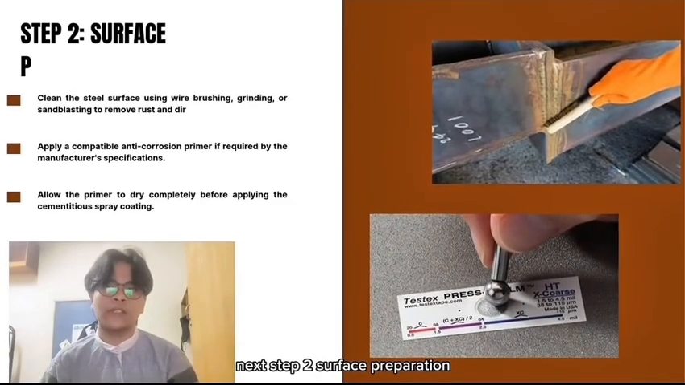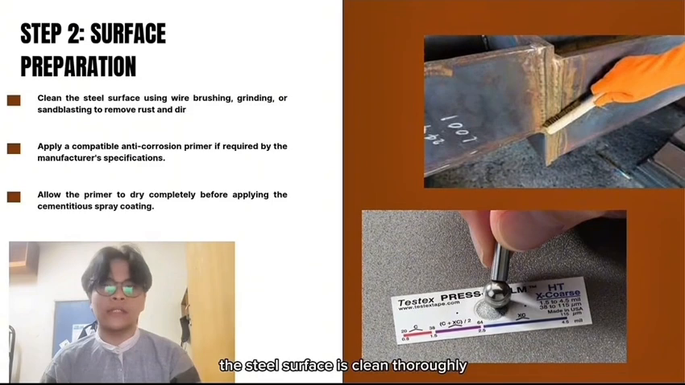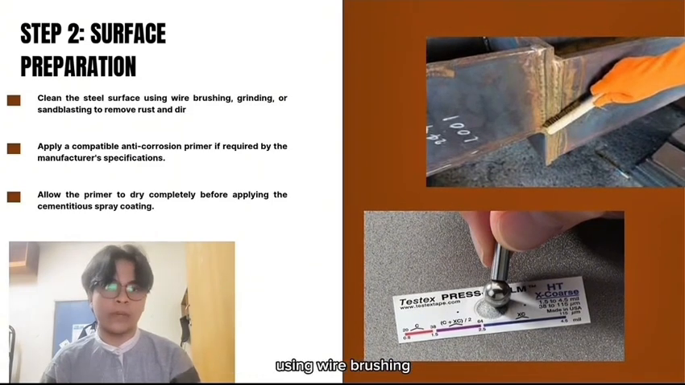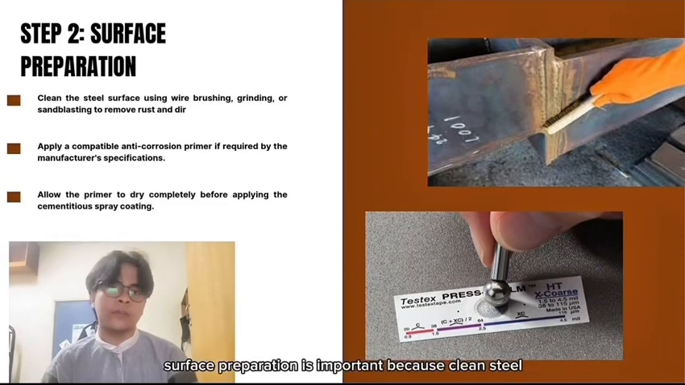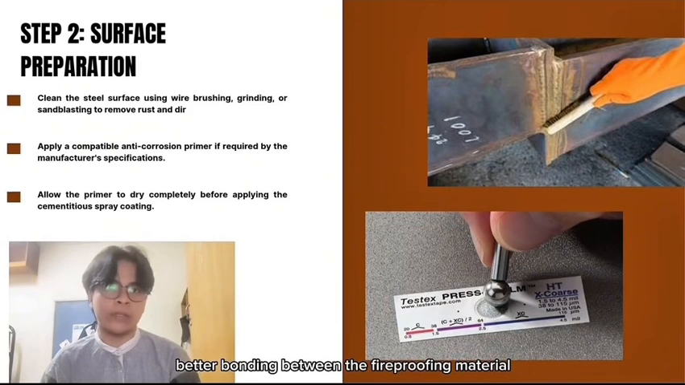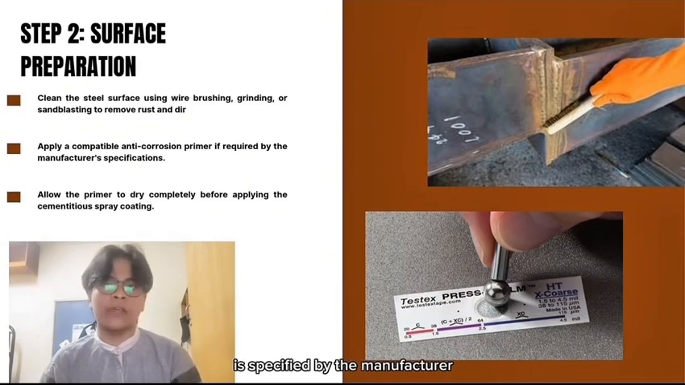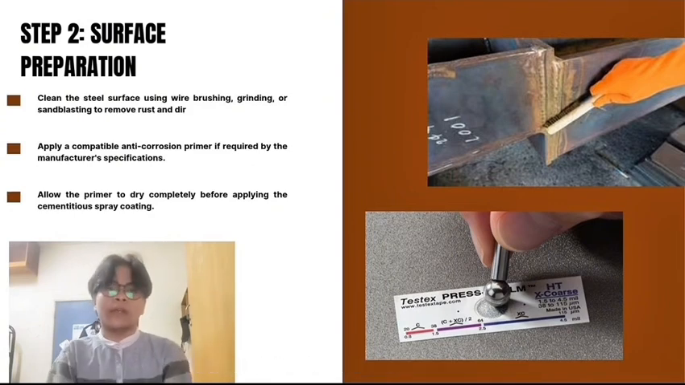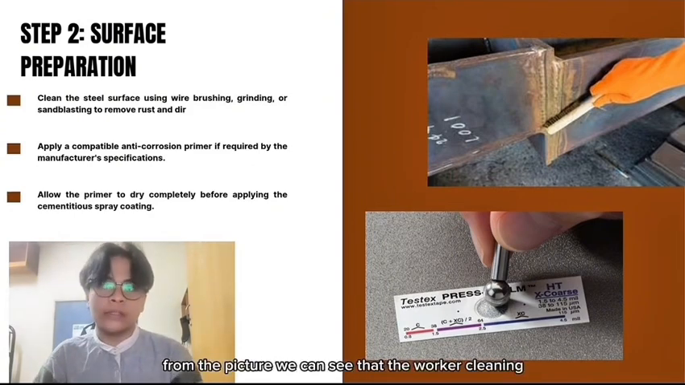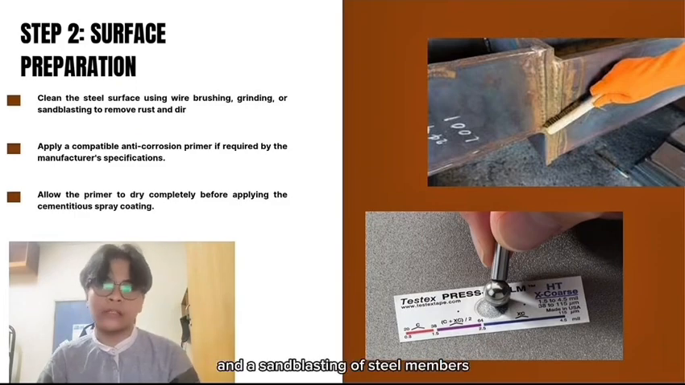Next, step 2, surface preparation. The steel surface is cleaned thoroughly using wire brushing, grinding, or abrasive blasting where necessary. Surface preparation is important because clean steel provides better bonding between the fireproofing material and the steel substrate. As specified by the manufacturer, an anti-corrosion primer compatible with cementitious fireproofing is applied and allowed to dry completely before spraying. From the picture, we can see the worker cleaning steel beam using wire brush and sandblasting of steel members.